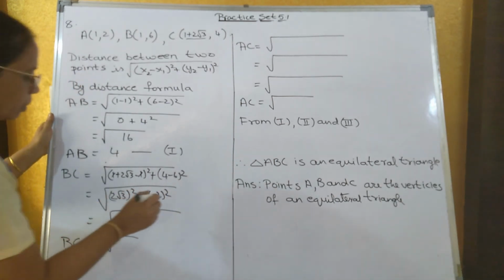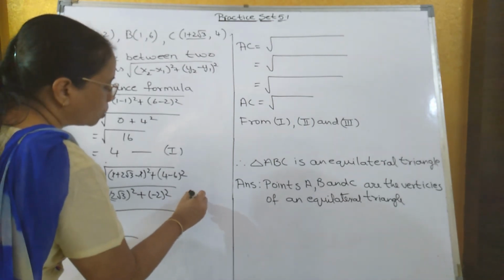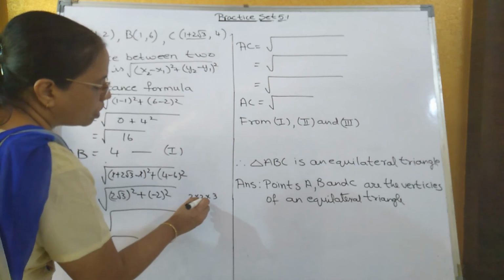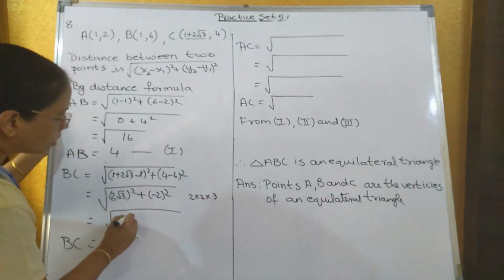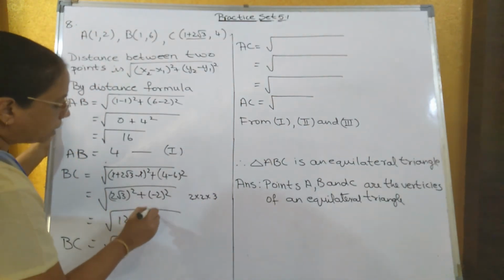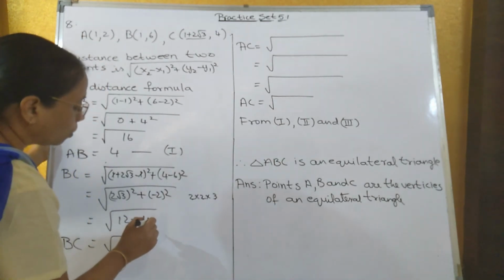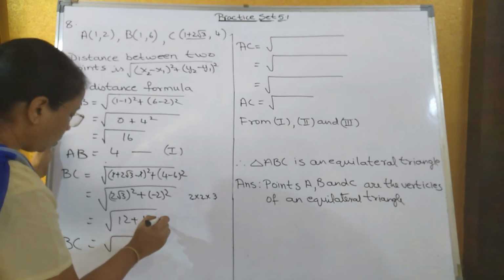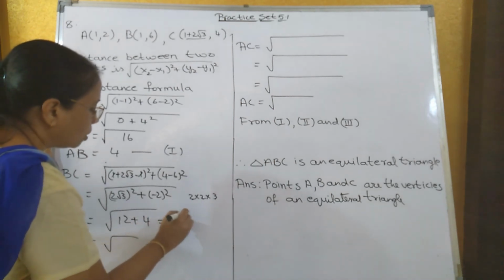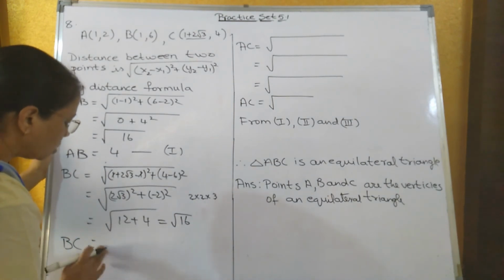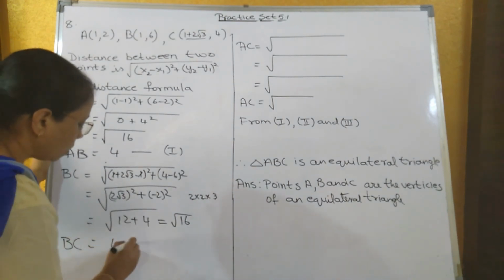Now 2 root 3 the whole square is how much? 2 into 2, and root 3 the whole square is only 3. So 2 2s are 4, 4 3s are 12. So 12 plus minus 2 the whole square is how much? 12 plus 4, that's equal to root 16. And what is the value of root 16 equal to? The square root of 16 is 4. Let this be 2.